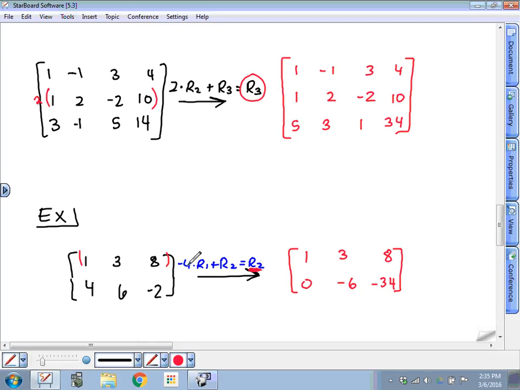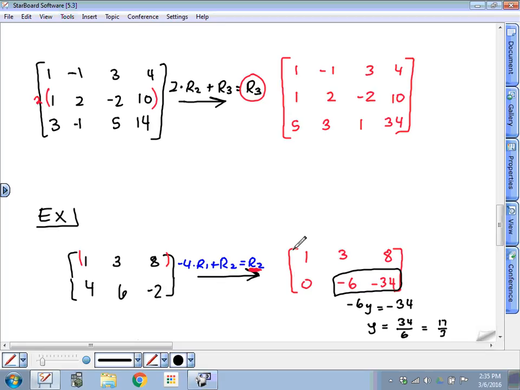Now what we've done with this row operation is create a new matrix, but this new matrix still represents the original system of equations. And in particular, if you pay attention here to the bottom row, there's a 0 where the x coefficient is. So this new row represents the equation negative 6y equals negative 34. It's very easy now to solve for y. By dividing by negative 6, we get 34 over 6, or 17/3. So we now know the value of y.